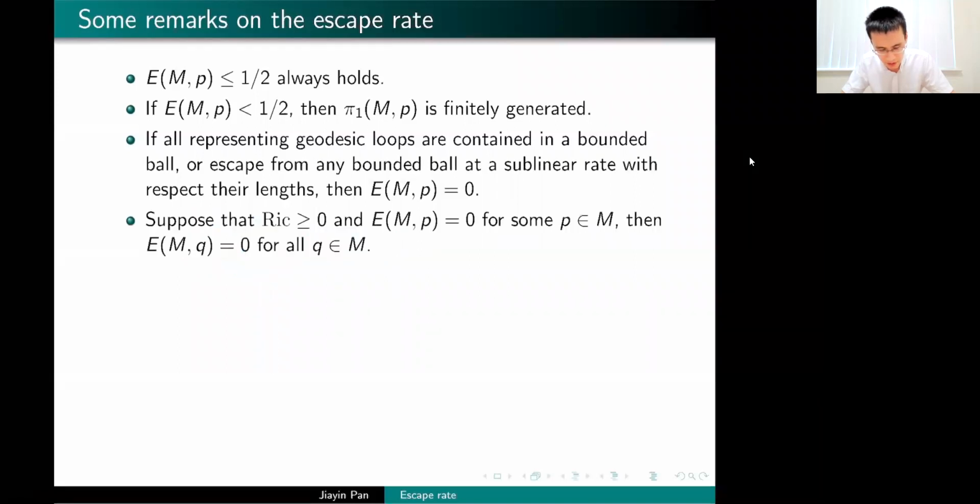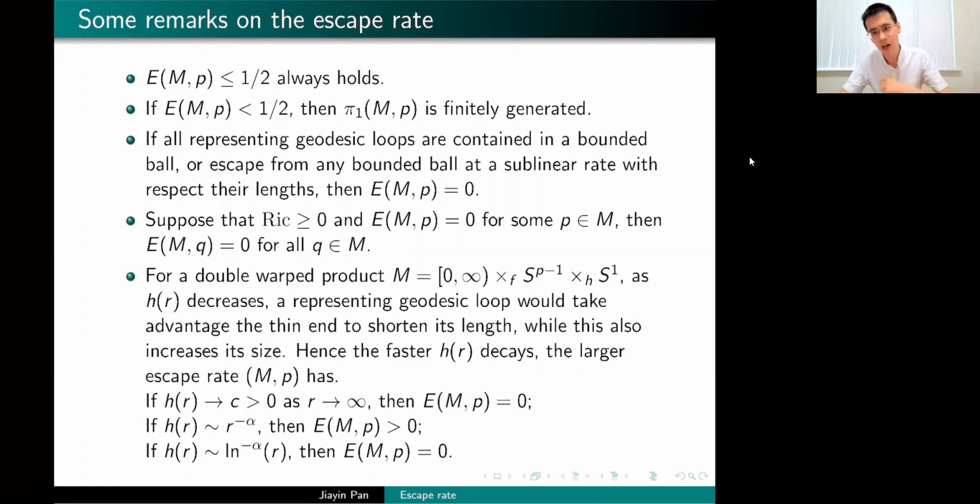And next, this one is not entirely trivial, but I'm just mentioning the result here. Zero escape rate actually does not depend on your base point. If you have a manifold of non-negative Ricci curvature and the escape rate at p equals 0 for some p, then the escape rate at q equals 0 for all q.